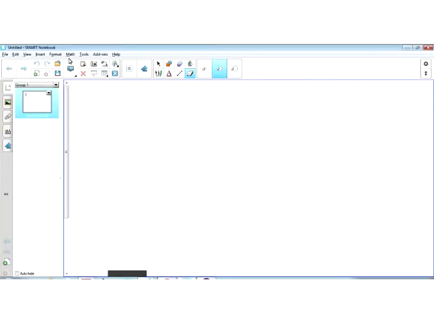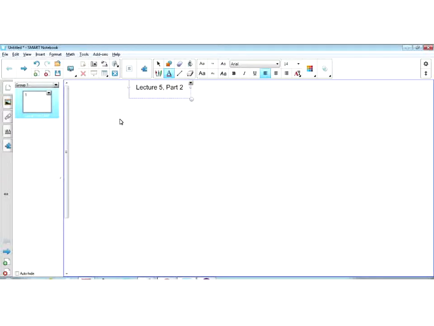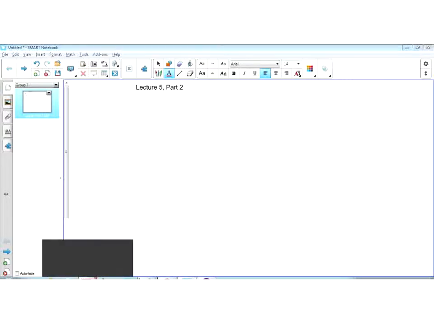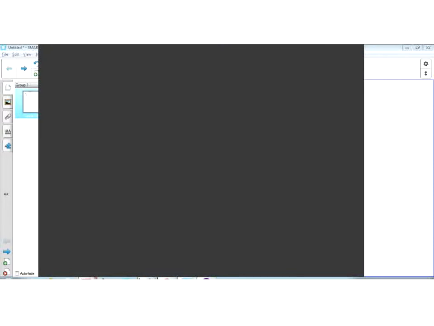So this will be Lecture 5, Part 2, a continuation of our discussion of polar coordinates and polar plotting. And so what do we talk about here? Let me pull up the lecture note. We're going to be talking about graphs of polar equations, and we'll do it by example.